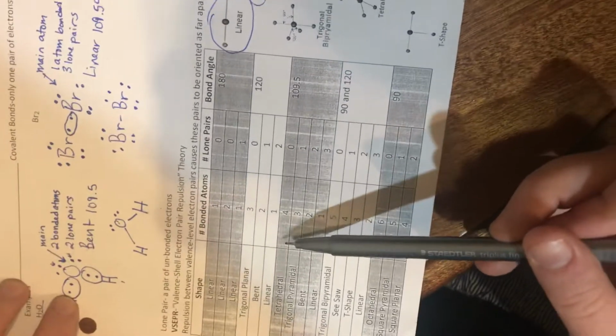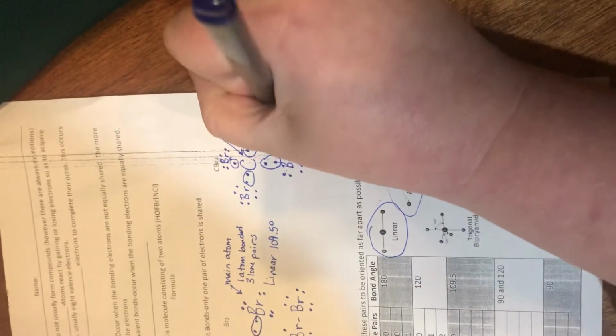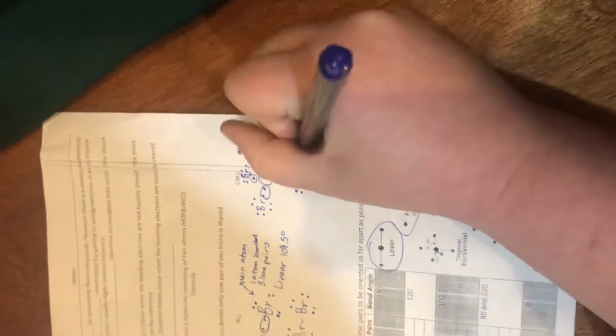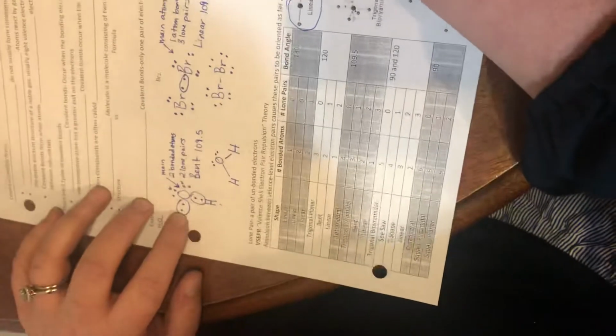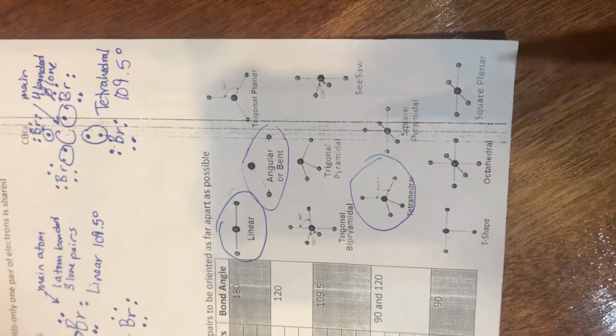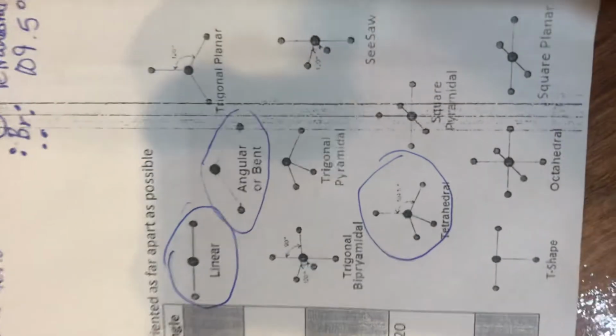So 0 lone. You're going to be looking at this chart. Where are our 4 bonded and our 0 lone? So we have 4 bonded, 0 lone. That's going to be a tetrahedral. Tetrahedral with a bond angle of 109.5. That's a popular one that we're going to use. Okay, so if we look down here, our tetrahedral molecule is going to look like that.